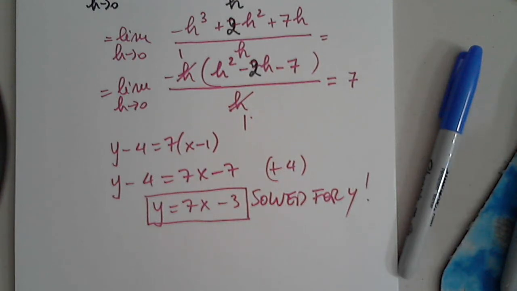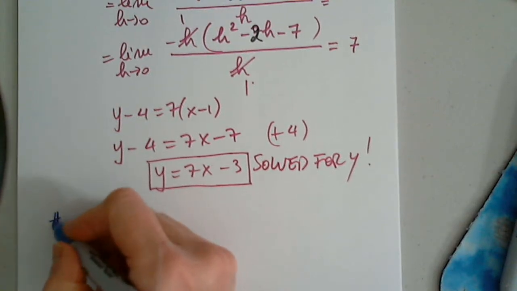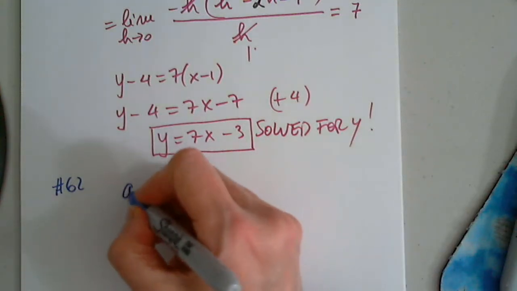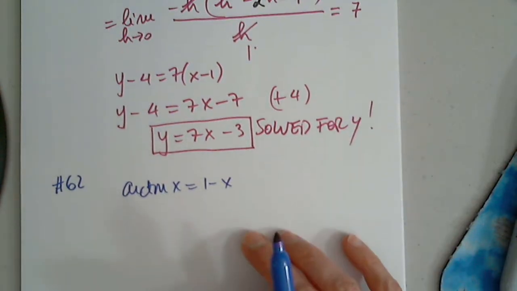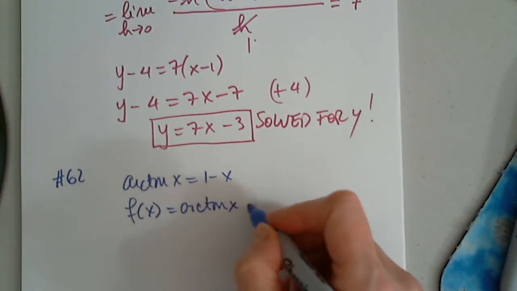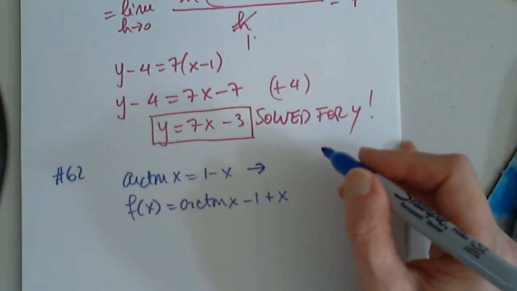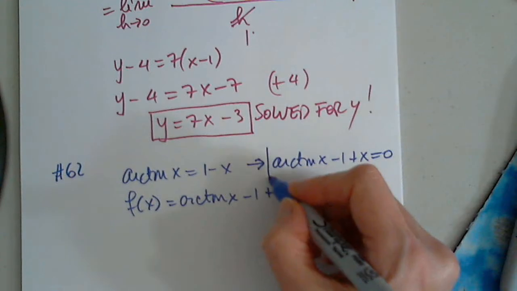Gia? Any questions? Yeah, I had a question about 62. Oh, yes, of course. I'm sorry. Yes, 62. What am I looking at? It is arctan x equals 1 minus x. You wanted us to do the IVT. Okay, so first of all, I have to create a function, which is arctangent x minus 1 plus x, because I have to rewrite this. That's the first step: arctangent x minus 1 plus x equals 0.